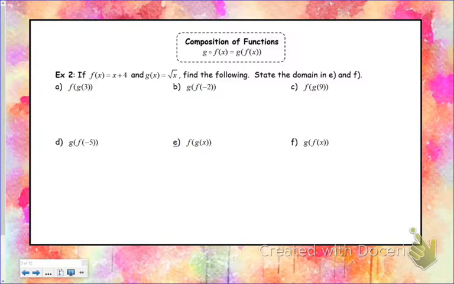So let's look at this first one. This wants me to evaluate f of g of 3. So to evaluate these types of problems, you start with what's most on the inside. The inside most parentheses is g of 3.